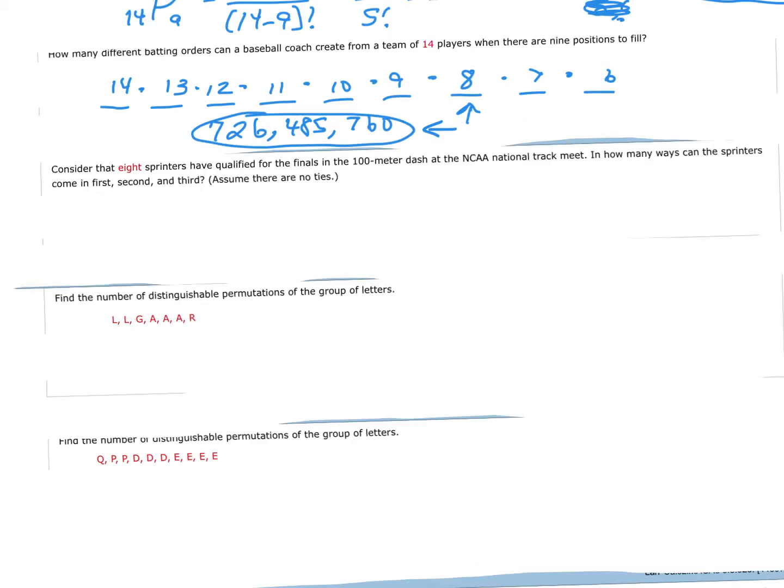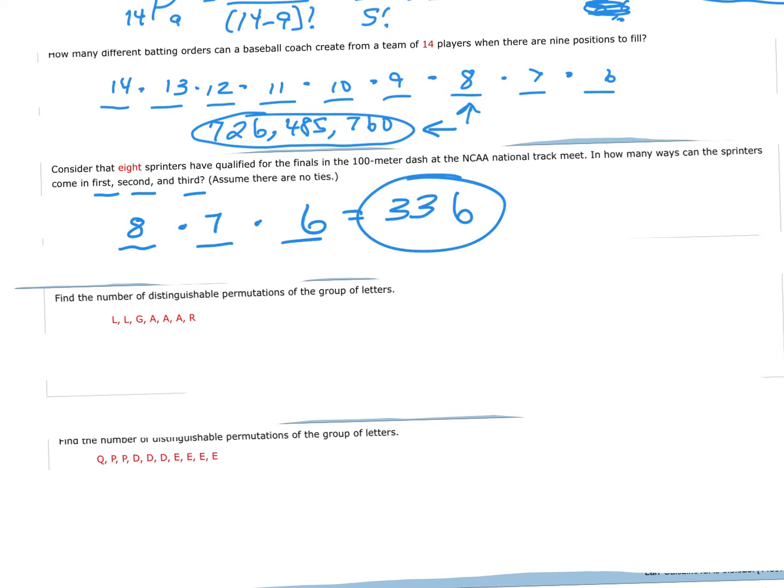Kyle, Luca. All right, so the second question says, consider 8 sprinters have qualified for a race. Some of you don't matter if you win or not. I matter. I care. I want to win. Does order matter when you're running a race? Yes. So there's 8 people, and how many different places can they come in? First, second, or third? So you can either show me this. There's a possibility 8 of those people could come in first. Then once someone comes in first, there's 7 people left. Then 6, right?